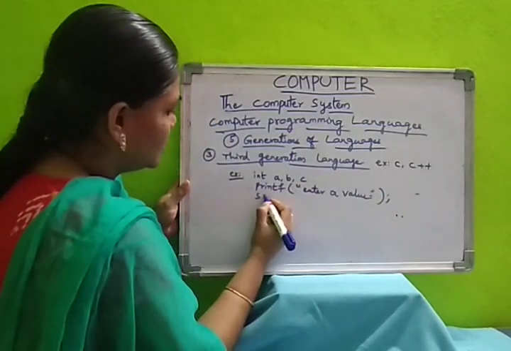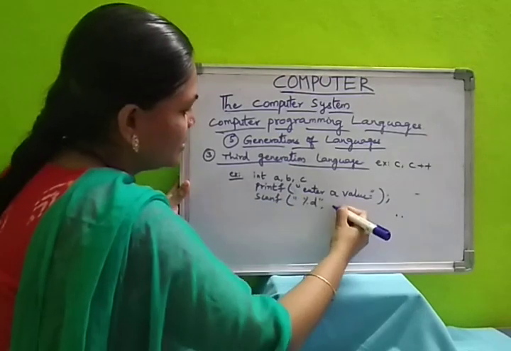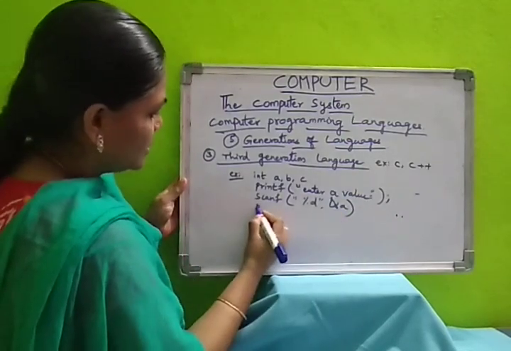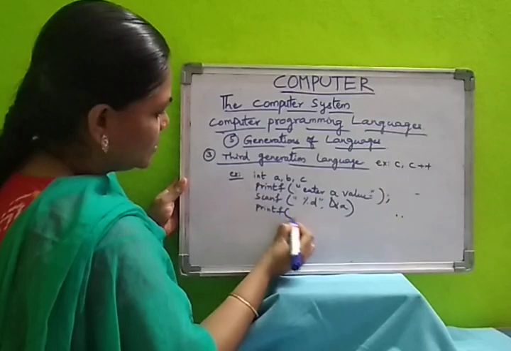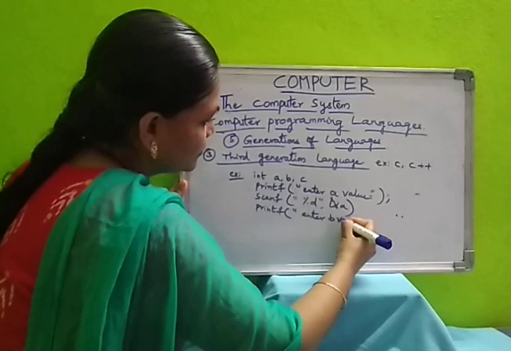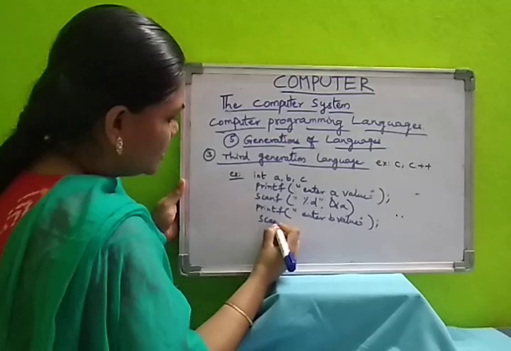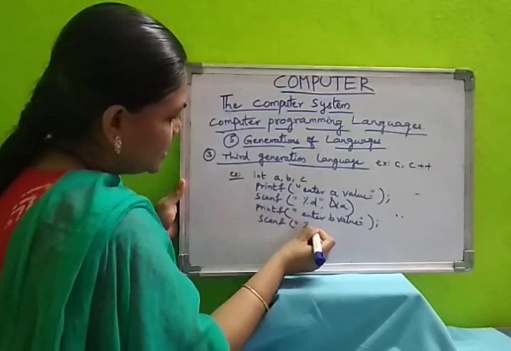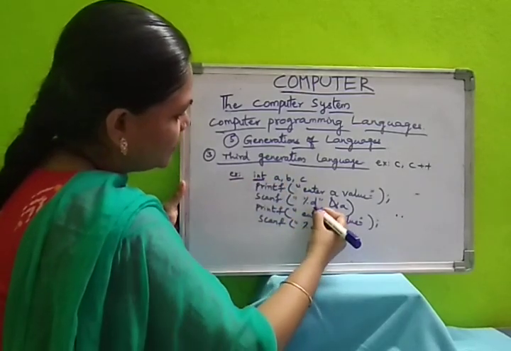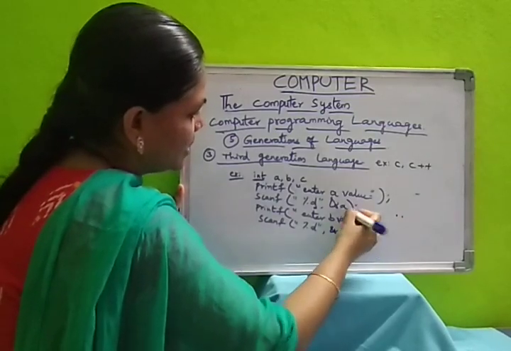Next, that value you are reading. So scanf %d, comma &a. This is reading the value for a. Next again printf. Now we need b value. Enter b value. So this value is also entered here. That also you are reading, scanf %d. D is for integer. So here I declared an integer value, and for that I am giving %d. Next &b. Here we are reading b value.